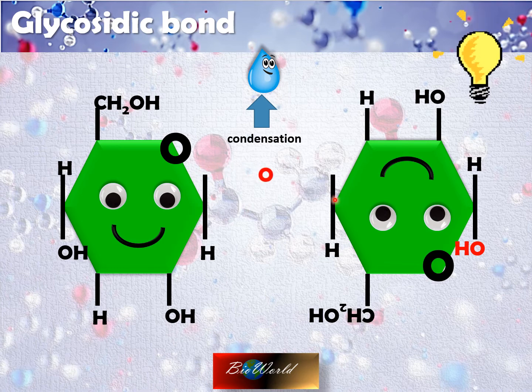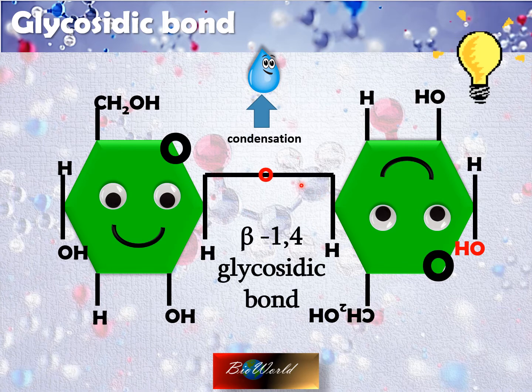with carbon 4. And when they share, a covalent bond forms, and we call this covalent bond beta because it involves beta-glucose molecules, 1,4 because of the carbon 1 and carbon 4 sharing the oxygen, and of course glycosidic bond because this is a carbohydrate. So this is the process of condensation in beta-glucose molecules.